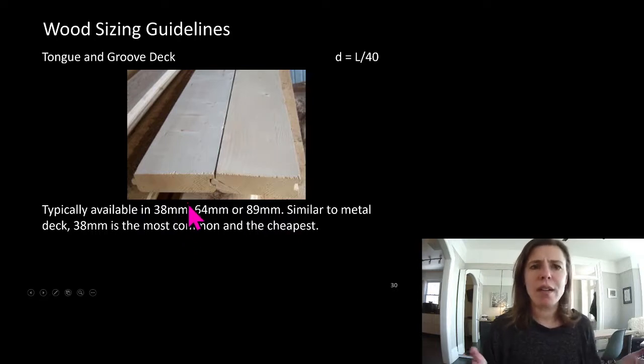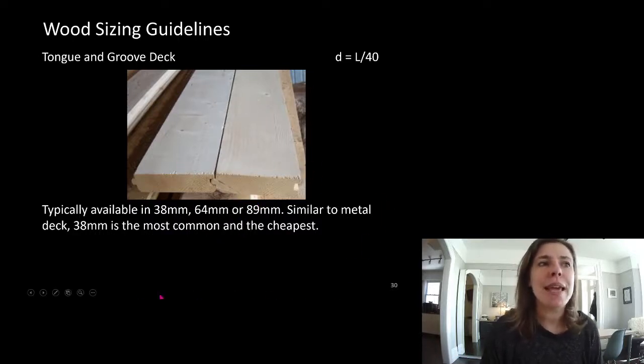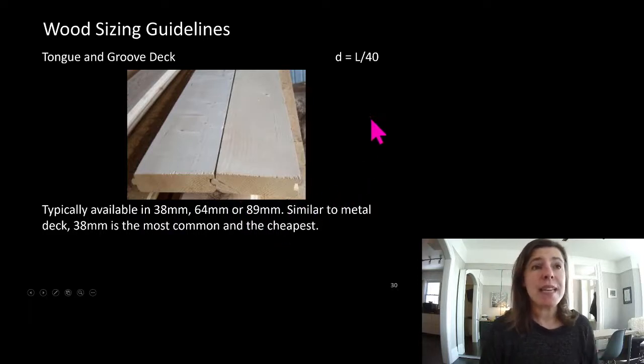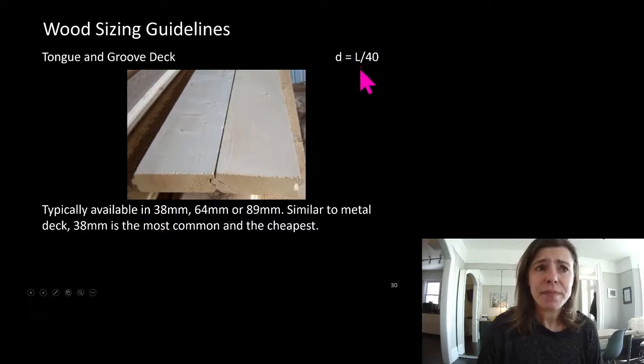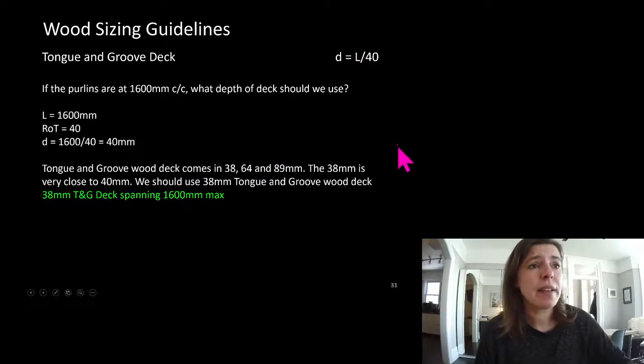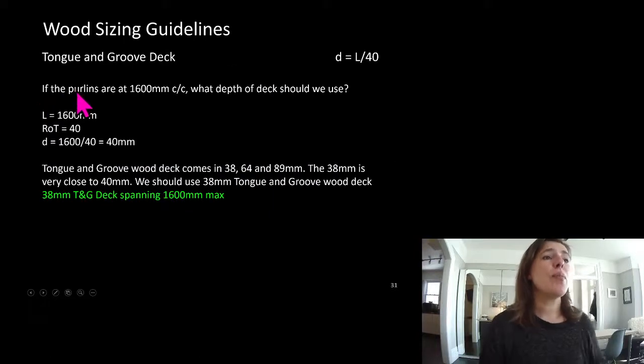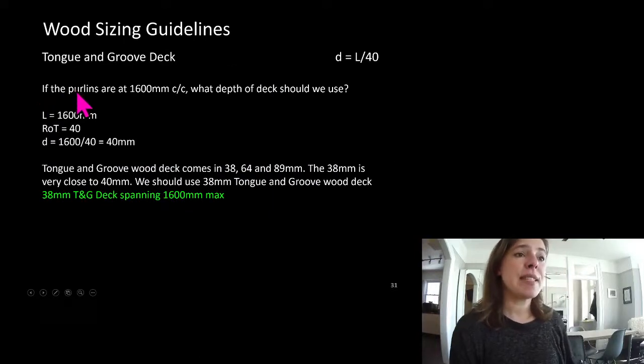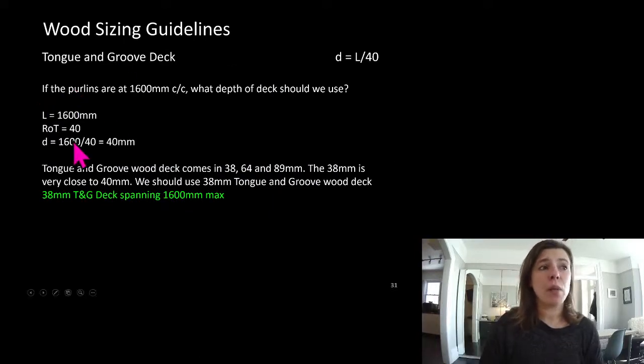Now it seems weird. It's so disparate. Why would you have made it 38 millimeters? Why not 40 millimeters? It seems like a funny thing. Well, it was because it was made to be the replacement for tongue and groove deck. And we're going to see the sizing guideline for tongue and groove deck is L divided by 40. So if the purlins are at 1600 center to center, what depth of deck would we use? Well, 1600 divided by 40 gives us 40 millimeters.